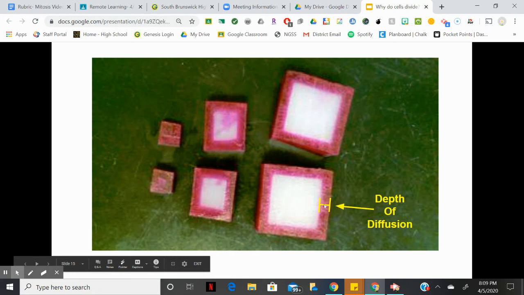This is called the depth of diffusion. How far did that sodium hydroxide travel into the cube? In all instances, it travels the same distance. The rate of diffusion is that sodium hydroxide diffuses 0.5 centimeters in 10 minutes. And all the cubes were in there for 10 minutes. So the sodium hydroxide can only travel 0.5 centimeters. But in this smallest cube, it only needs to travel 0.5 centimeters to reach the middle. In this large cube, traveling 0.5 centimeters does nothing, right? It doesn't even get to the bulk of the cell.